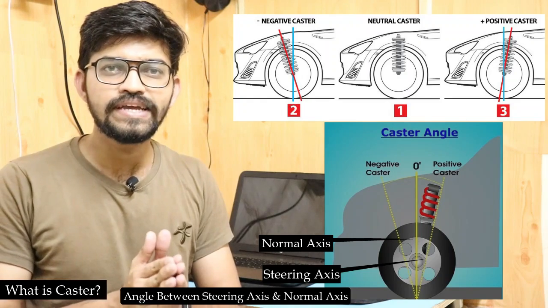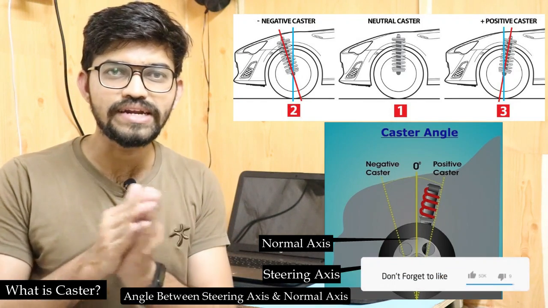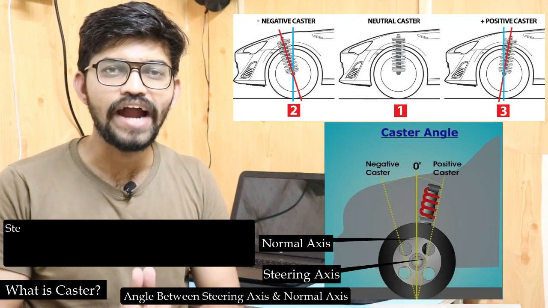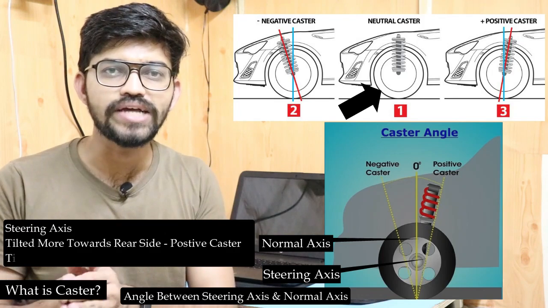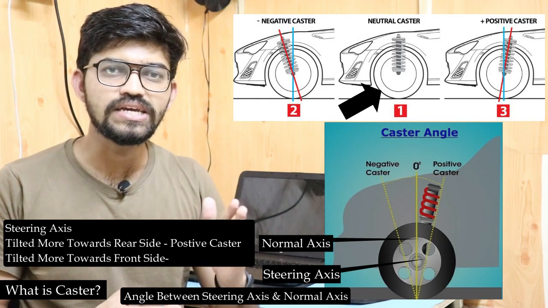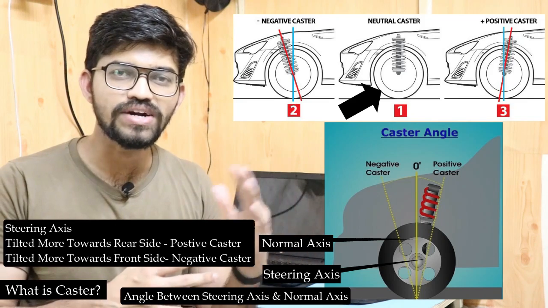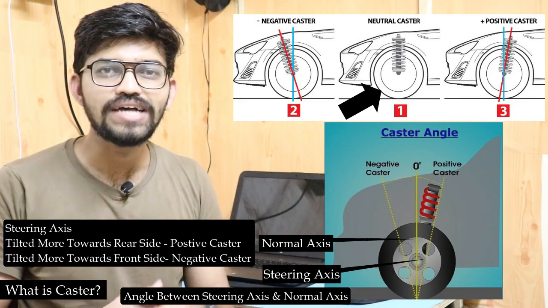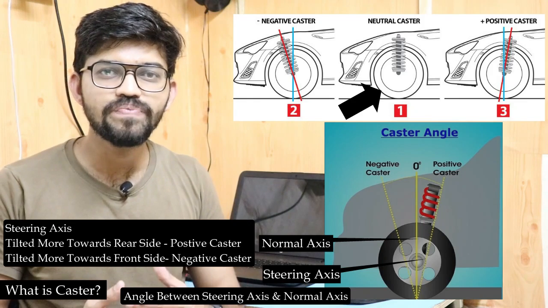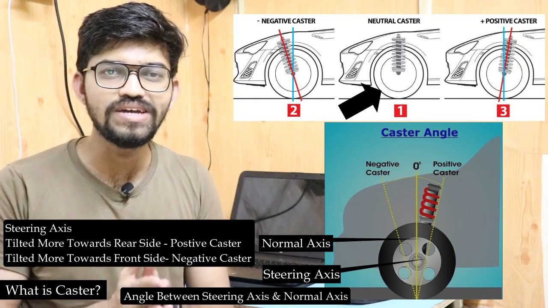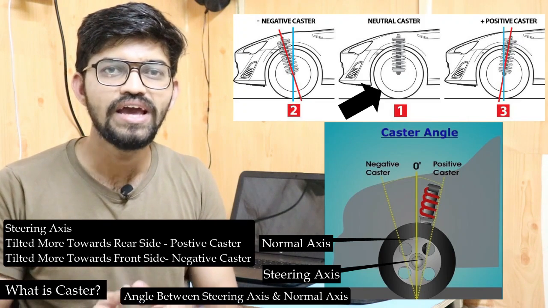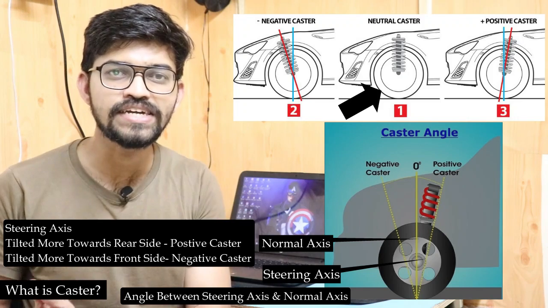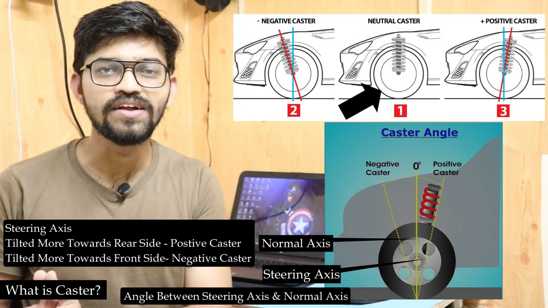Now if this steering axis is tilted towards the rear side, it will make a positive caster angle, and if the steering axis is on the normal, then it is called zero caster. And when the steering axis is tilted towards the front side, it is called the negative caster angle. Normally positive caster is always recommended and used in an automobile system because it will maintain stability, help maintain straight-line steering and promote steering wheel self-centering. So moving ahead, next is nothing but the toe in and toe out.